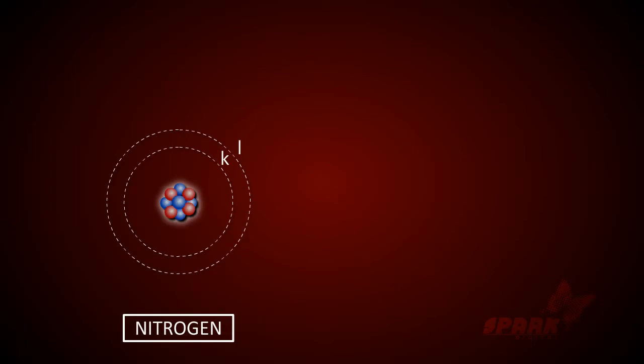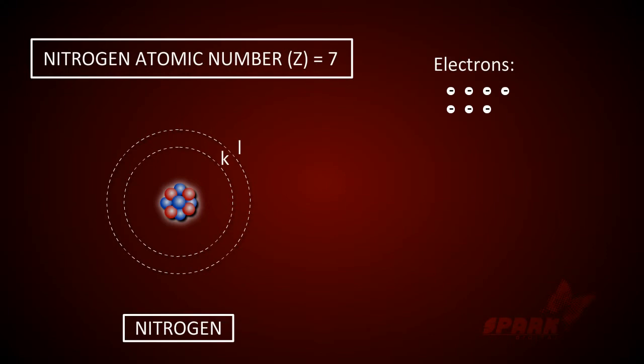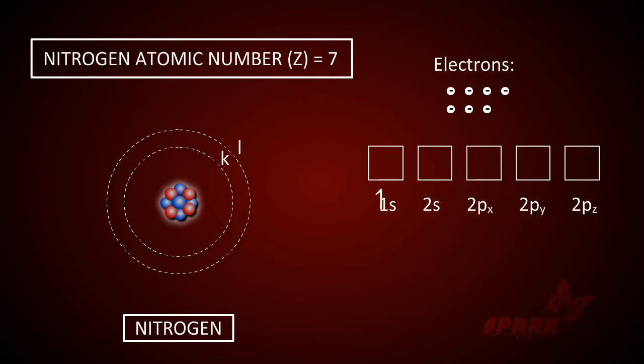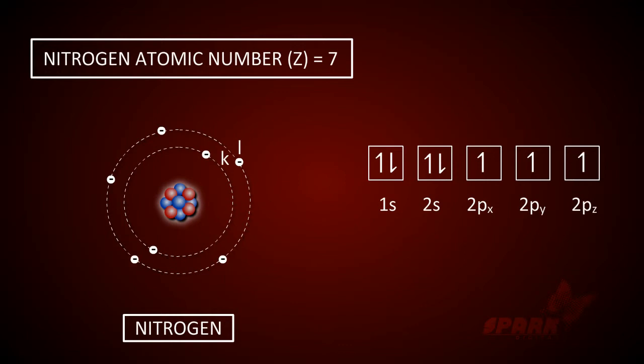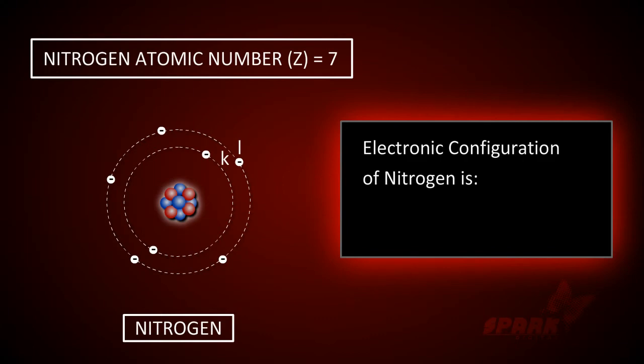Let us consider the nitrogen atom. It has 7 electrons. The first 6 electrons have the same arrangement as that of carbon, which is 1s2, 2s2, 2px1, 2py1. The seventh electron will enter only 2pz as it cannot enter 2px or 2py. The electronic configuration is 1s2, 2s2, 2px1, 2py1, 2pz1.